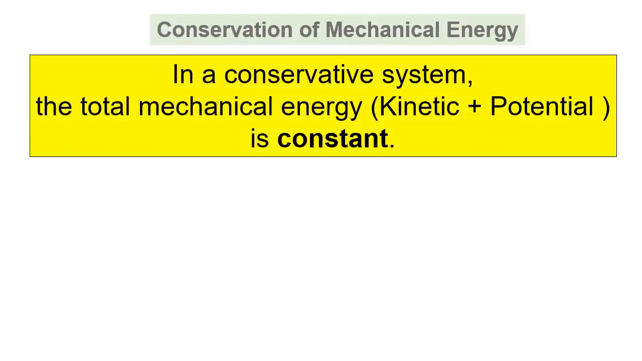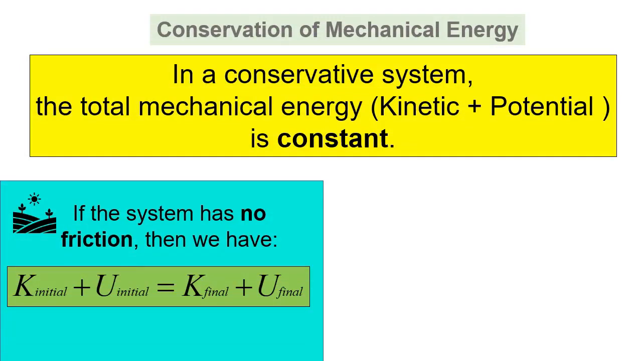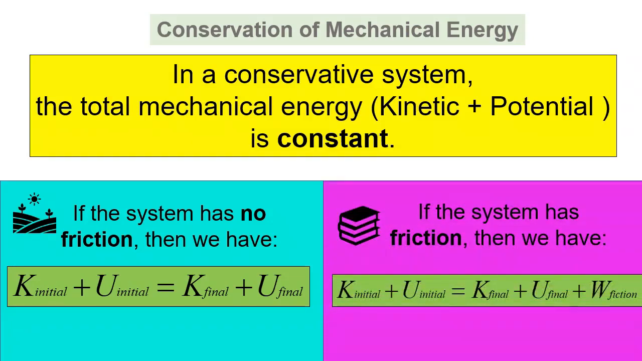Conservation of mechanical energy. In a conservative system, the total mechanical energy is constant. If the system has no friction, then we have K initial plus U initial equal to K final plus U final. If the system has friction, then we have K initial plus U initial equal to K final plus U final plus work done by friction.